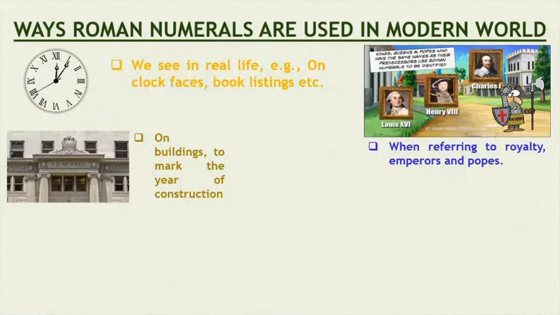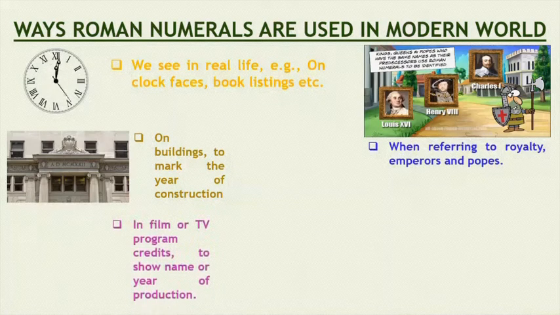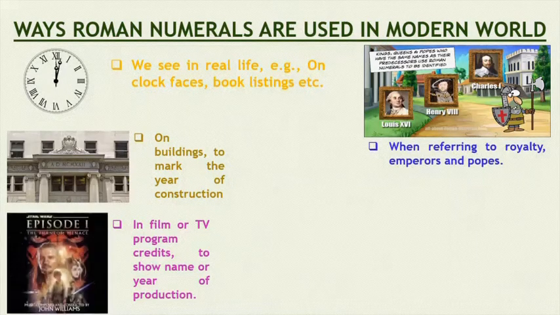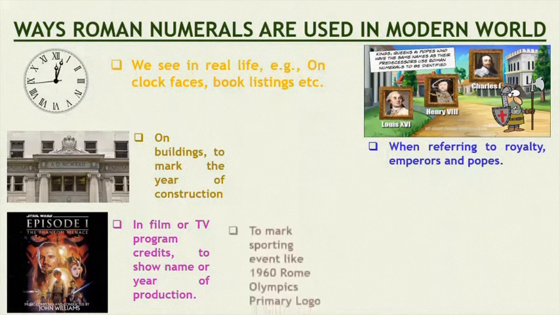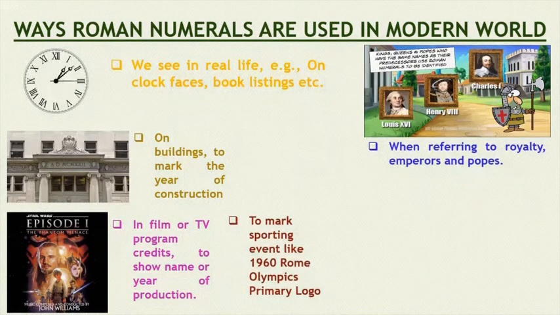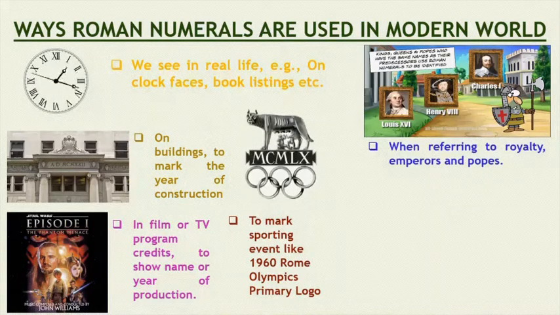Number 4. In film or TV program credits to show name or year of production, as you can see in this photo. Episode 1, and that 1 is I, which is a Roman numeral. Number 5. To mark sporting events like the 1960 Olympics primary logo.